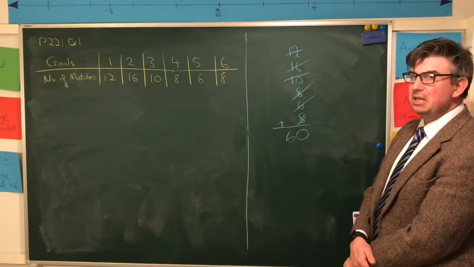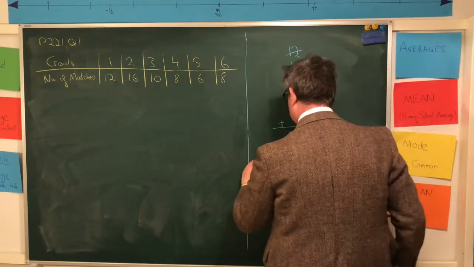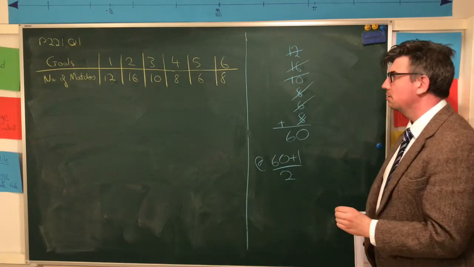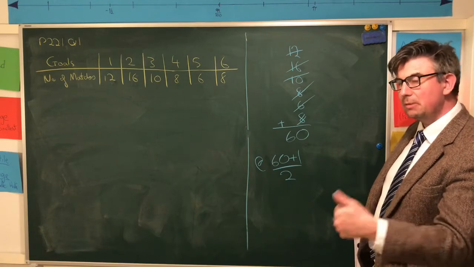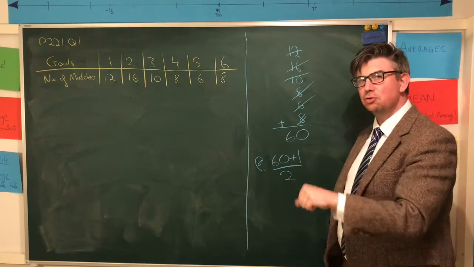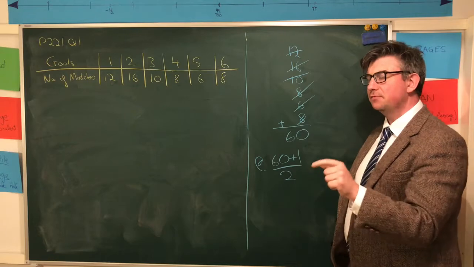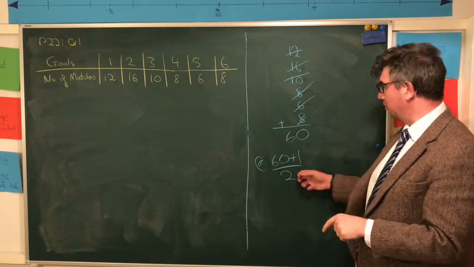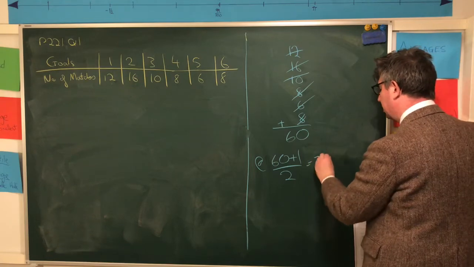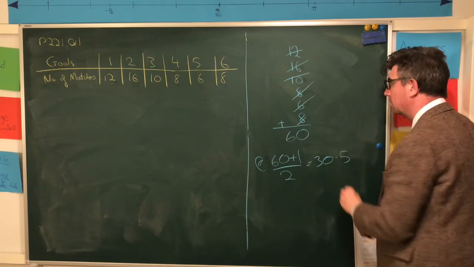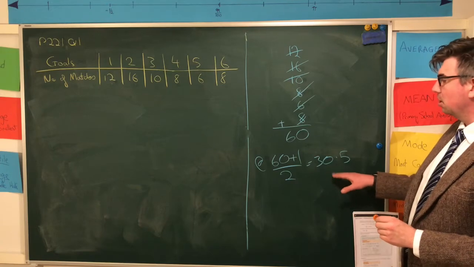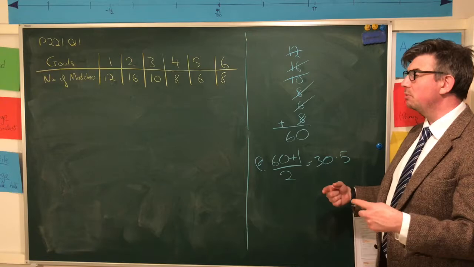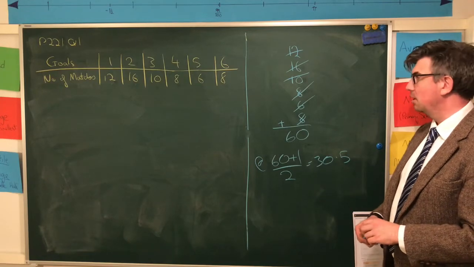So to find where the median is, it's 60 plus 1 over 2. Because the first match will be called match number 1, and the last match will be called match number 60. To find the middle match, it's going to be 60 plus 1 over 2, which is what we did here. So that's equal to 30.5. So we now know the median occurs at 30.5. So we want to know when we've completed 30.5 matches.